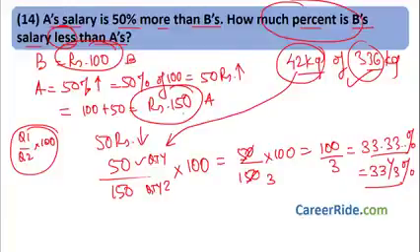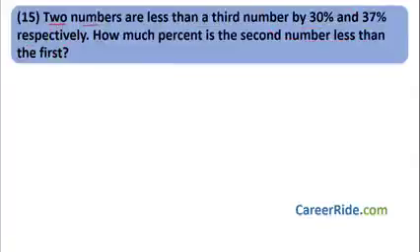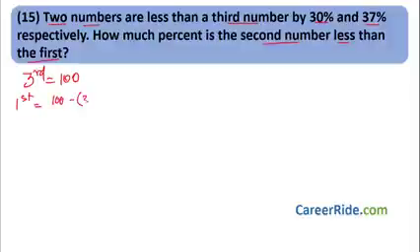Moving to the next question. Two numbers are less than a third number by 30% and 37%. How much percent is the second number less than the first? Now two numbers are less by 30% and 37% respectively. So let the third number be 100. The first number is 30% less. So the first number is nothing but 100 minus 30% of the third number, right? That is nothing but 30. 100 minus 30 is 70. So the first number is 70.